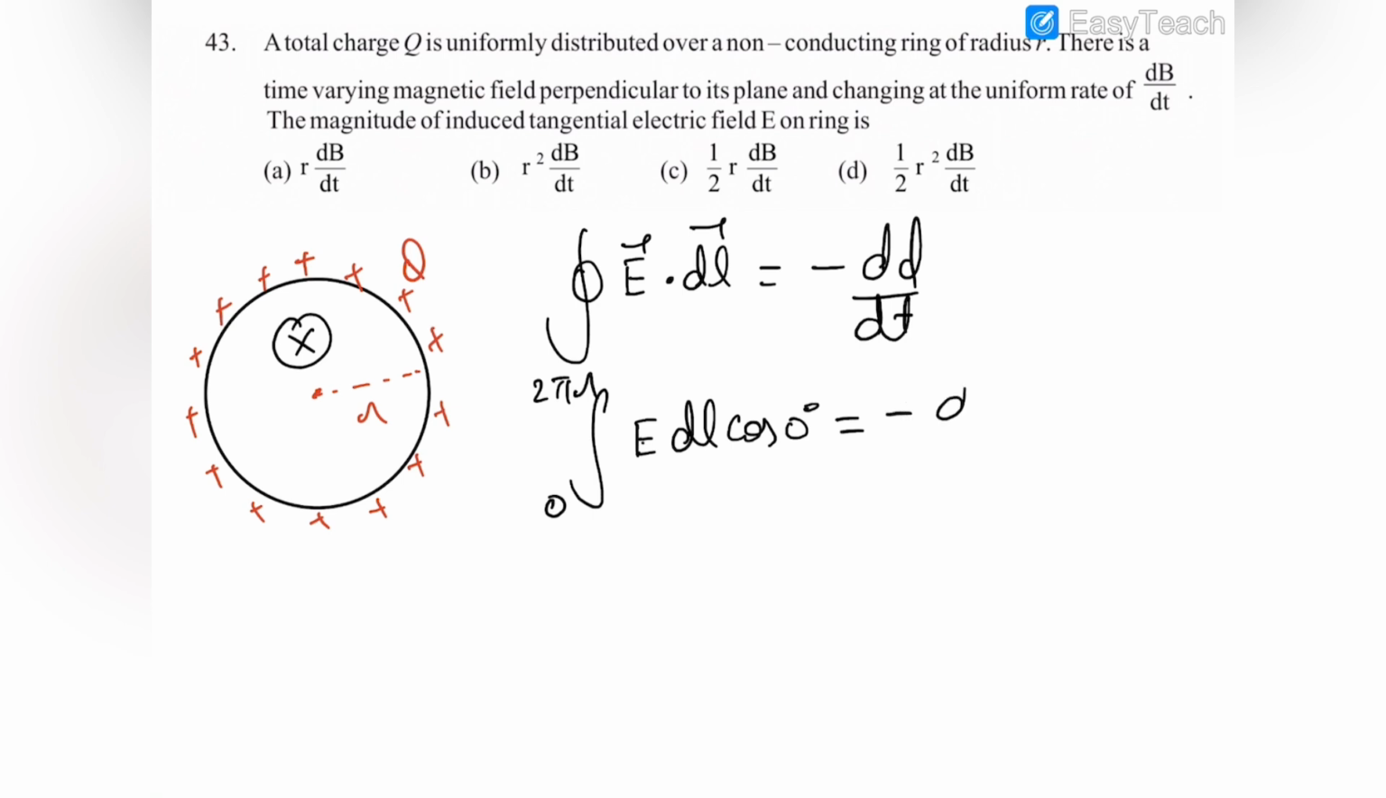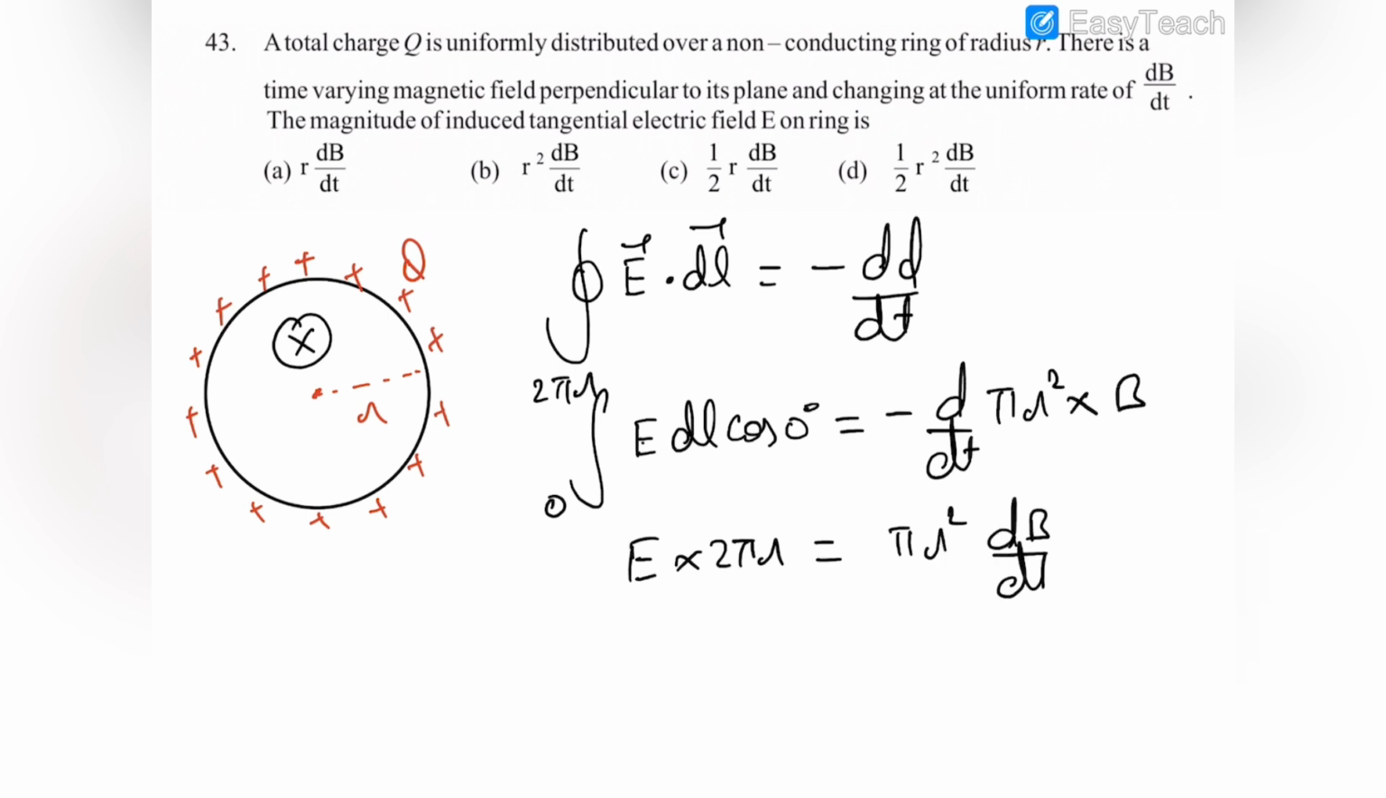So this is d by dt of area, which is pi r square into B. So area is constant, so E into 2 pi r is equal to pi r square into dB by dt with a negative sign. So you can see that cancelling this r with r and pi with pi, E will be equal to 1 by 2 r into dB by dt. So if we are concerned only about the magnitude, then we can say that the magnitude of E will be plus 1 by 2 r dB by dt, which is option number C.